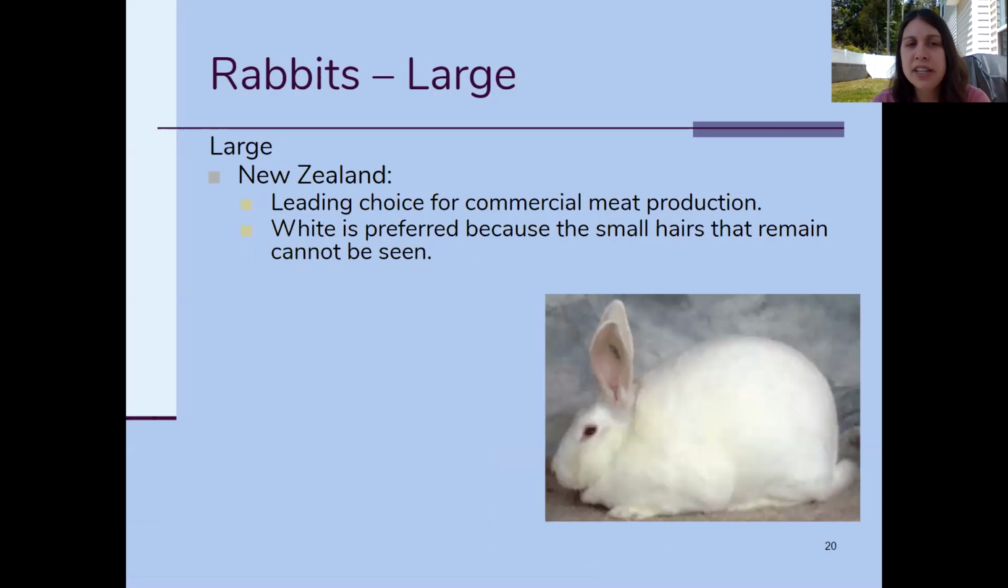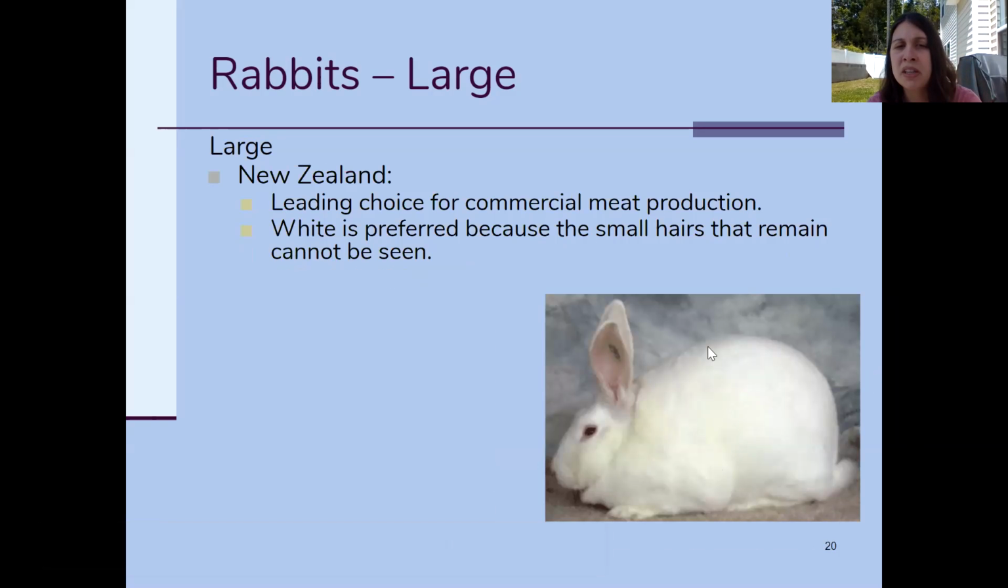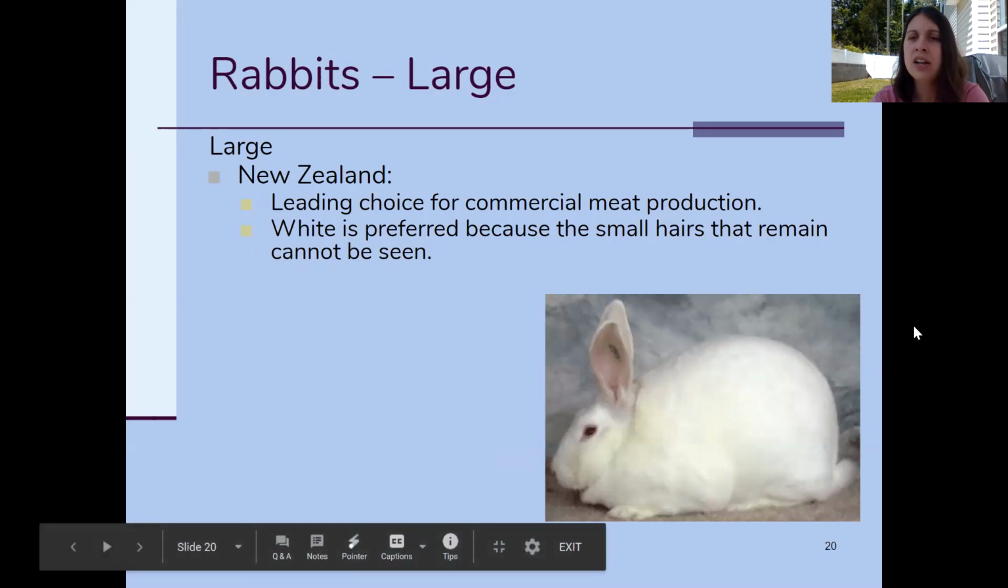All right, so the New Zealand, this rabbit is pretty common for crossbreeding. It's just a larger version of the other rabbits that we've seen. This rabbit is most commonly going to be used for meat production because they're a large size rabbit. They're very well filled out.